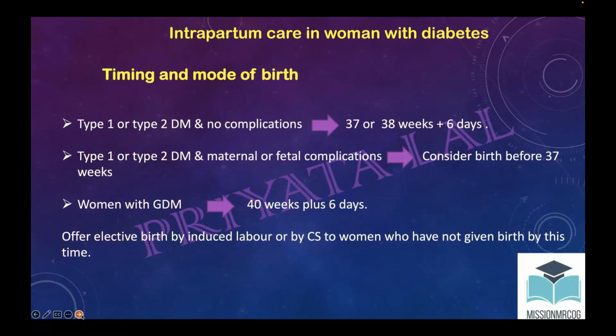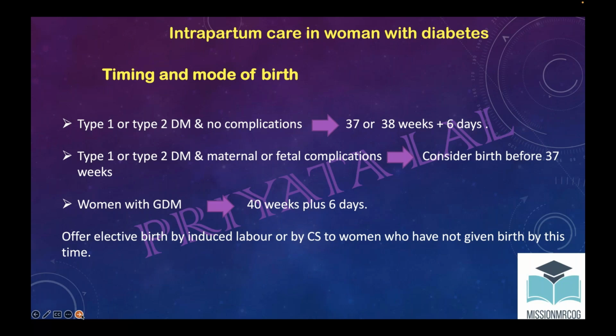Okay. Now, what does the guideline say about intrapartum care? So, time and mode of birth. This is very important, and you will get a number of questions, for both part 2 and part 3 people. If the patient has got type 1 and type 2 diabetes and no complication, that means the pregnancy is going well, we want to deliver them in between 37 and 39 weeks of pregnancy. That is 37 or 38 weeks plus 6 days.